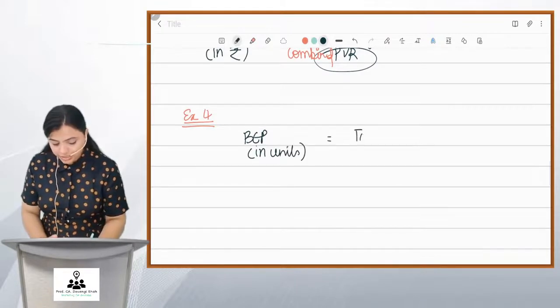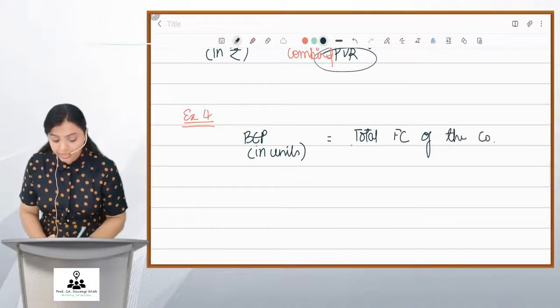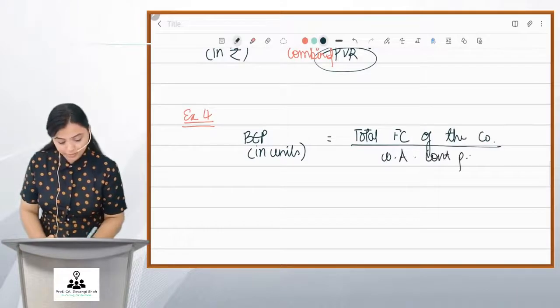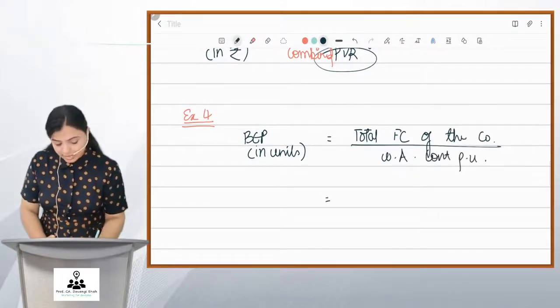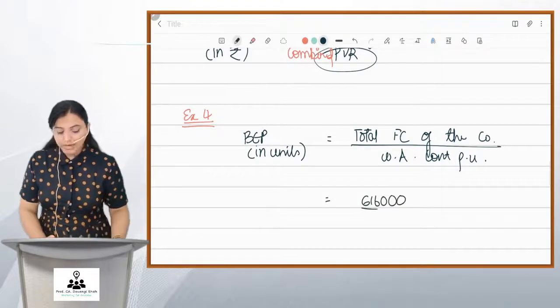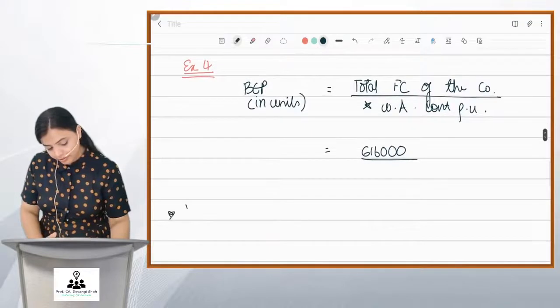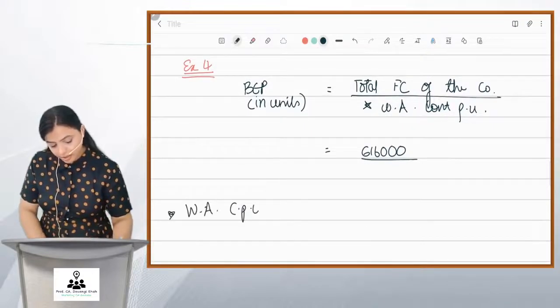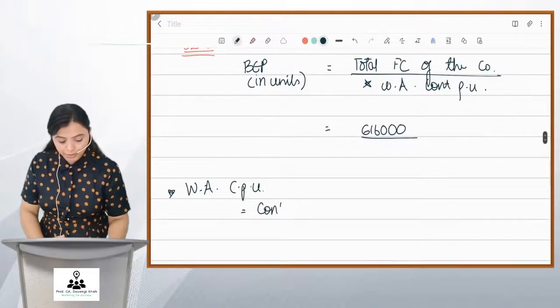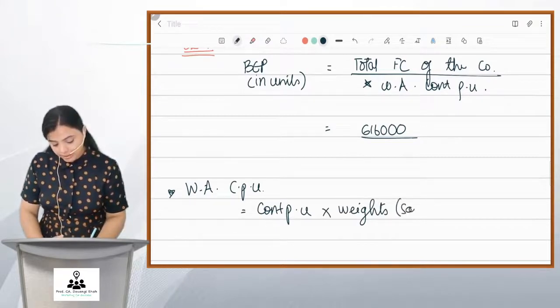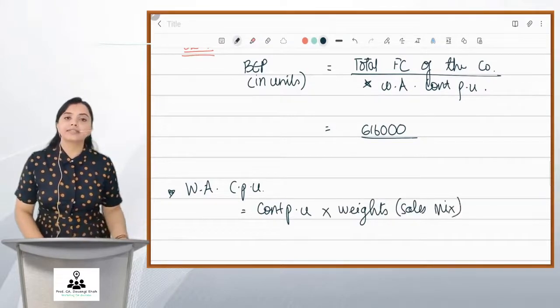It will be total fixed cost of the company divided by weighted average contribution per unit. Total fixed cost is 6,16,000. We know this. Now, how to calculate this weighted average contribution per unit? I'll do this working here. Here, what we do is we take contribution per unit multiplied by the weights of product, and these weights are nothing but sales mix quantity.